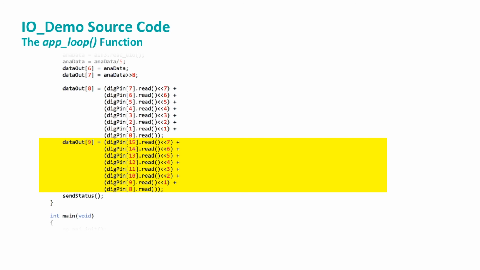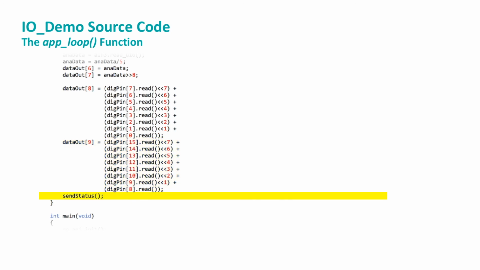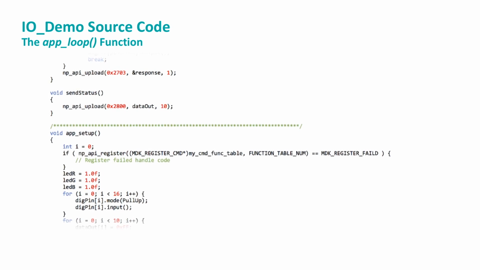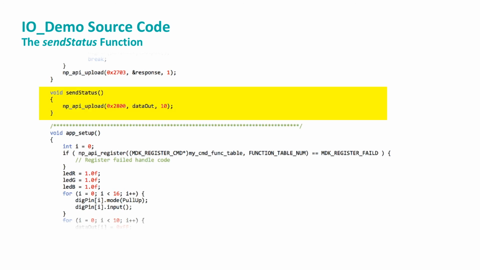the data out array. Once the data out array is completely filled, the send status function is invoked to send the data to the smartphone. Send status just transmits the populated array up to the smartphone. Let's scroll up and take a look at it. The send status function is just a wrapper for a nexpaq API function we've seen before, the np API upload function. The only difference is that this invocation of the np API upload uses a different message number than we've seen before, message number 2800 hex.